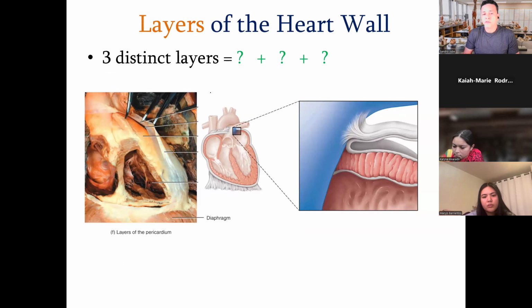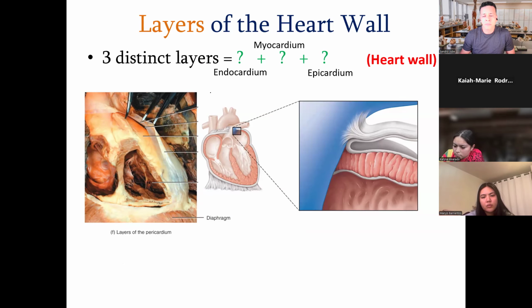Now, the heart is made of three different layers. The heart wall is made of three different layers. We have an inner layer called the endocardium, a middle layer called the myocardium, and an outer layer called the epicardium. The endocardium is covering the walls of the chambers. You know, the different chambers, the atria and the ventricles, the walls of the chambers are covered with that endocardium layer.